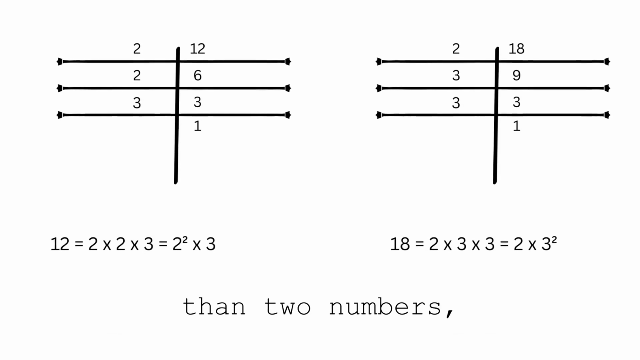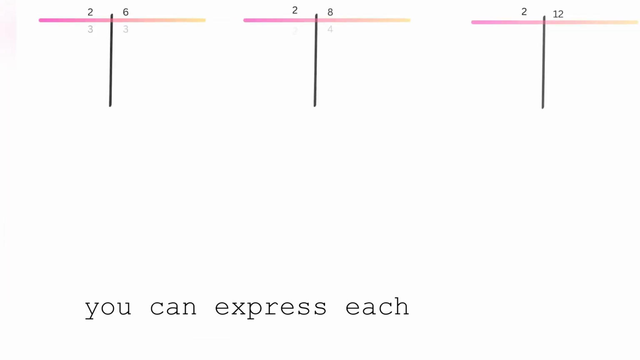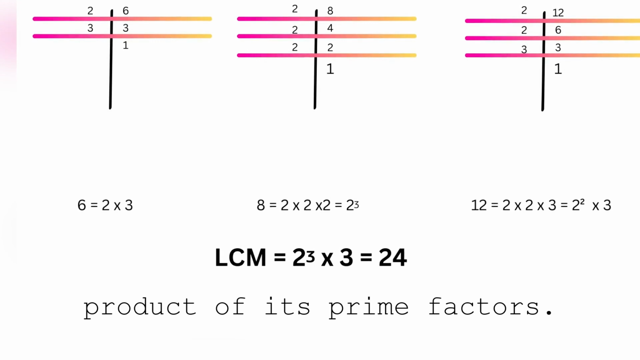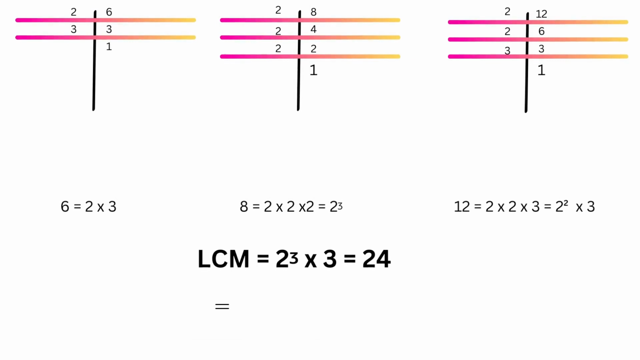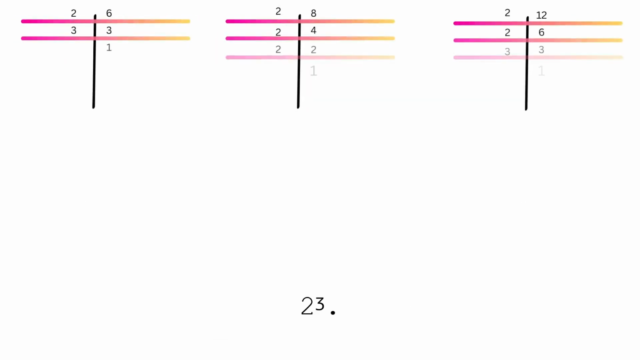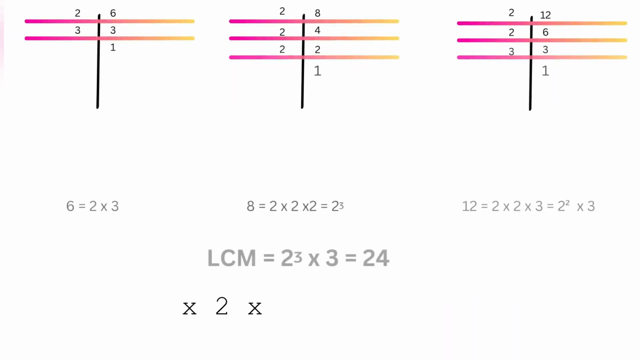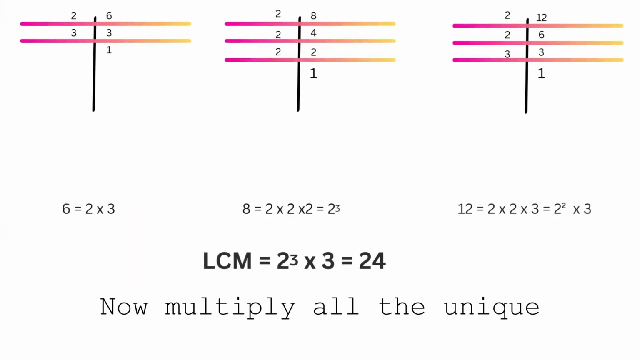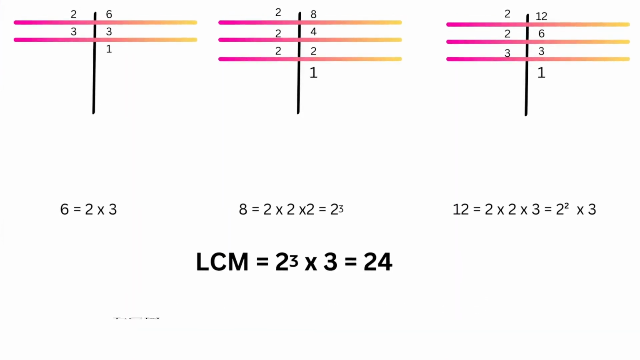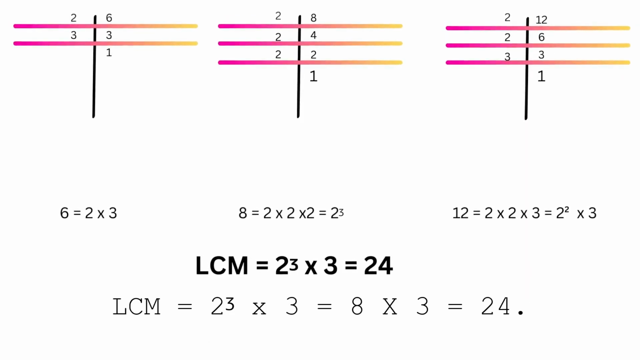When dealing with more than two numbers, you can extend this method. For example, to find the LCM of 6, 8, and 12, you can express each one as a product of its prime factors. Prime factorization of 6 equals 2 times 3. Prime factorization of 8 equals 2 times 2 times 2 equals 2 to the power of 3. Prime factorization of 12 equals 2 times 2 times 3 equals 2 to the power of 2 times 3. Now multiply all the unique prime factors with their highest powers. LCM equals 2 to the power of 3 times 3 equals 8 times 3 equals 24.